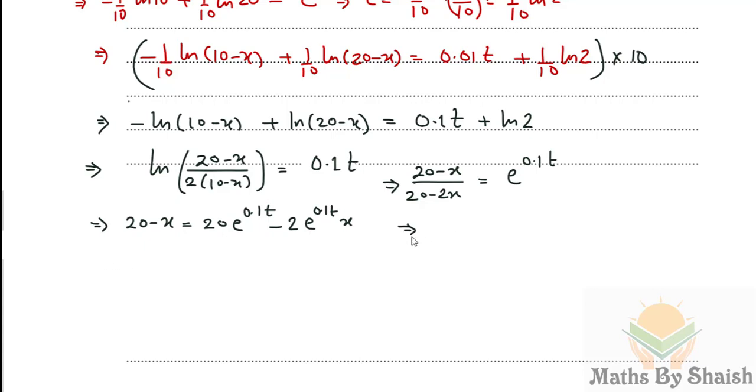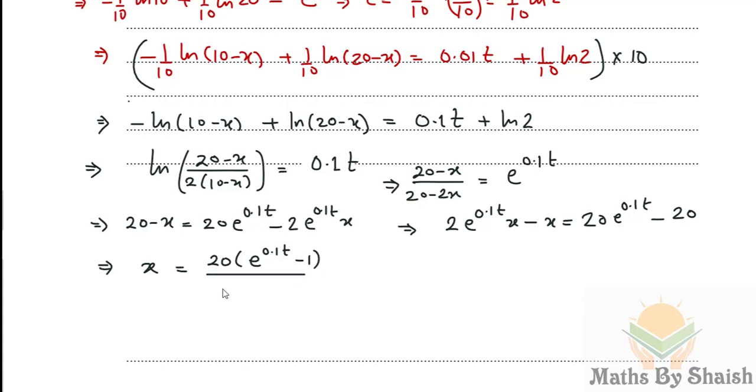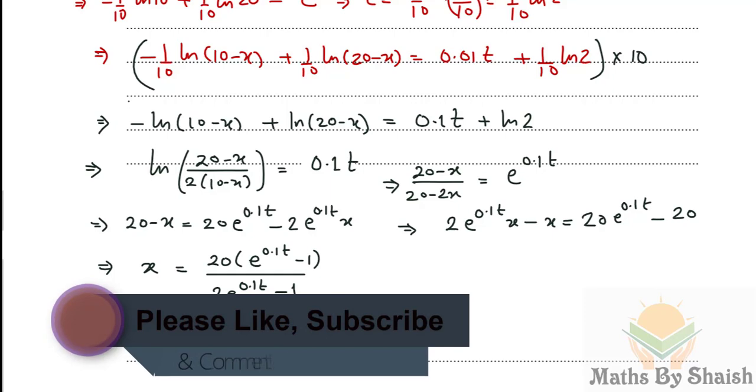I'm collecting x terms on one side, and it would be 2 e raised to the power 0.1 t times x minus x equals 20 e to the power 0.1 t minus 20, or x can be written as, I'll take 20 common, 20 times (e raised to the power 0.1 t minus 1) over (2 e raised to the power 0.1 t minus 1). I have taken x common from these two as well. So that's the x in terms of t. I hope it is clear.